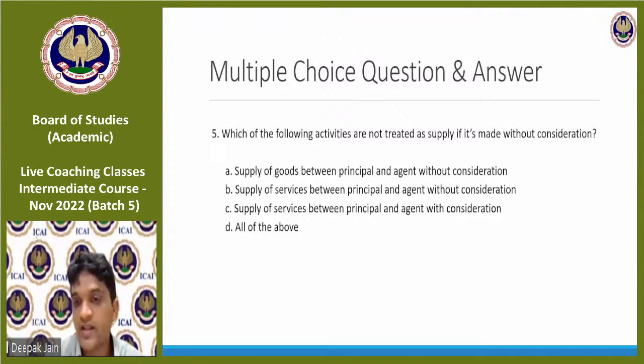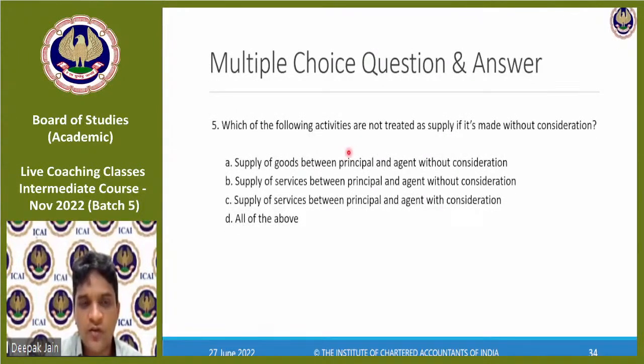So the answer for question number 5 is B, because the question is given in a negative manner. Which of the following activities are not treated as a supply if it is made? Basically, you have to say that if it is made without consideration. So, which of the following activities are not treated as supply? This is considered as supply, and C is also considered as supply. So, B is considered as a non-supply.